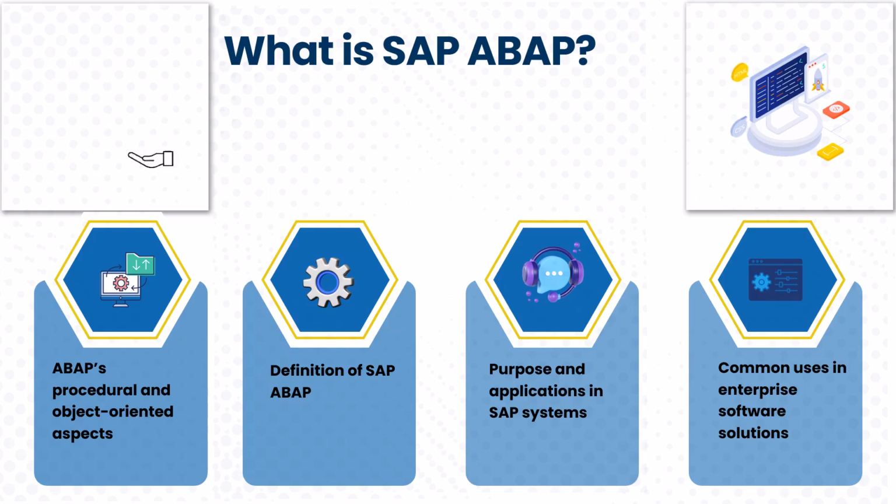ABAP stands for Advanced Business Application Programming. Yes, quite the mouthful, but don't worry, its job is pretty straightforward. It's SAP's very own programming language. Whether you need to create reports, handle data, or automate business processes, ABAP is the go-to tool. And guess what? It has both procedural and object-oriented features, making it super versatile.